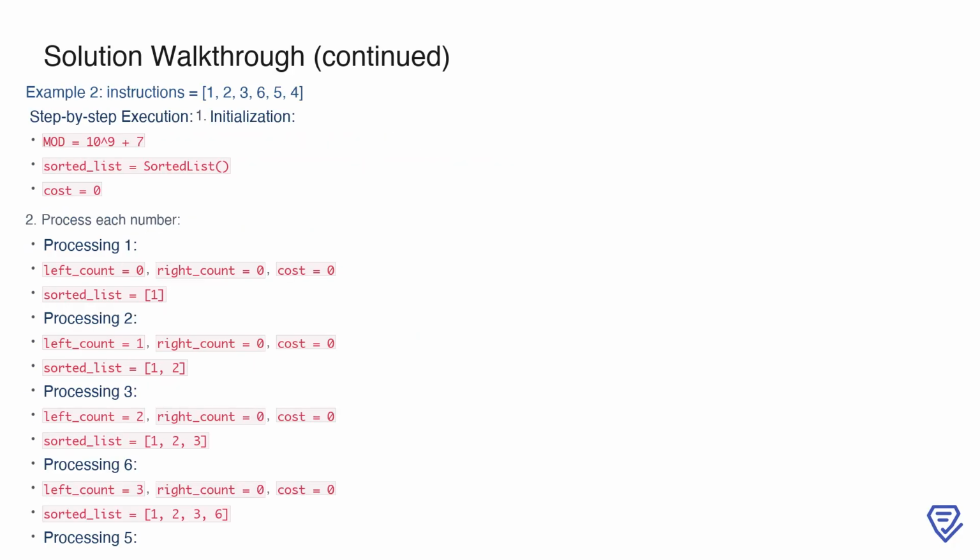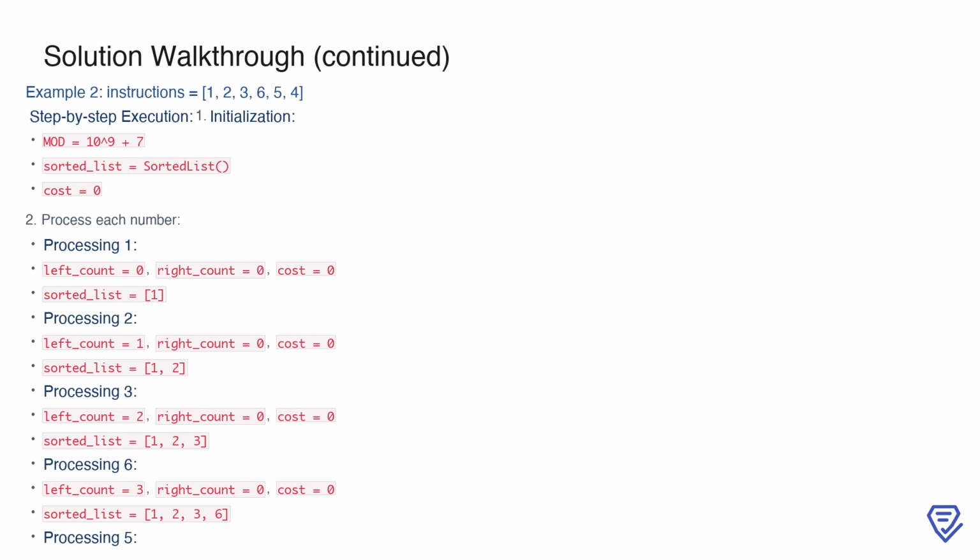In the next example, the instructions array is 1, 2, 3, 6, 5, 4. We again initialize mod as 10 to the power of 9 plus 7, an empty sorted list, and cost set to 0. Starting with the first number, 1, there are no smaller or greater elements, so both left_count and right_count are 0, and the cost remains 0. Adding 1 results in a sorted list of 1.